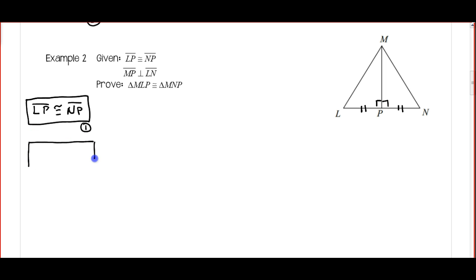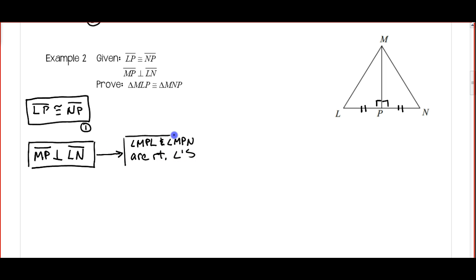And we've got segment MP perpendicular to segment LN. And I know that from perpendicular I get right angles. So I'm going to get that angle MPL and angle MPN are right angles. So that flows from the fact that we have perpendicular. So that was a given. That's a number 1. We'll fill that in again later.